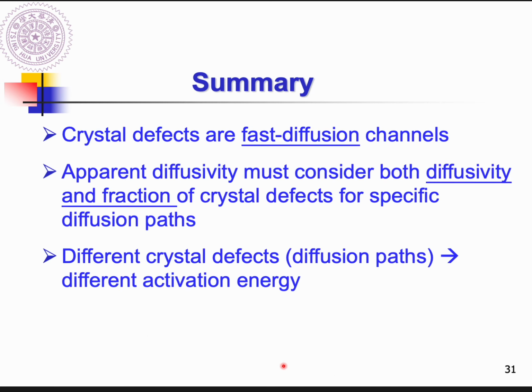Okay, so I'm going to give you a summary here. Crystal imperfection sites, including the one-dimensional dislocation, the two-dimensional grain boundary, and the free surface, are fast diffusion channels. The atoms at these crystal imperfection sites have higher energy, which leads to a lower energy barrier and helps the atoms overcome this barrier to drive diffusion. That means the diffusivity will be faster along this diffusion path.